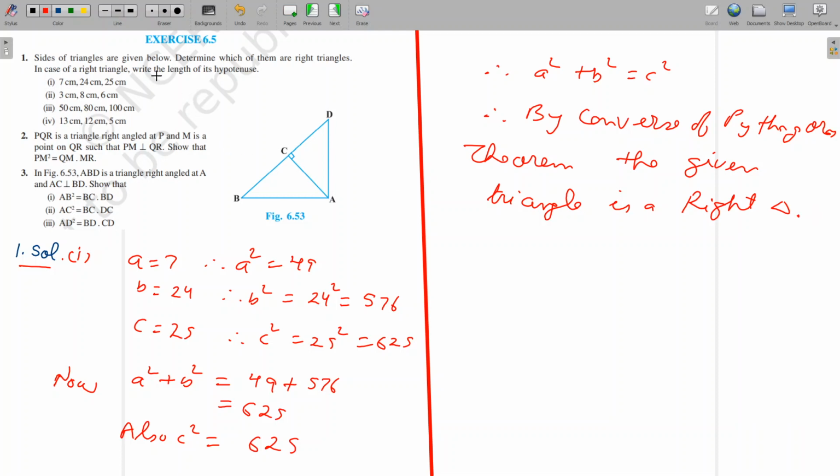And the second part, write the length of the hypotenuse. In a right triangle, we know that the largest side is the hypotenuse. So in this, the largest side is C and its length is 25 centimeter. So the length of the hypotenuse equals 25 centimeter.